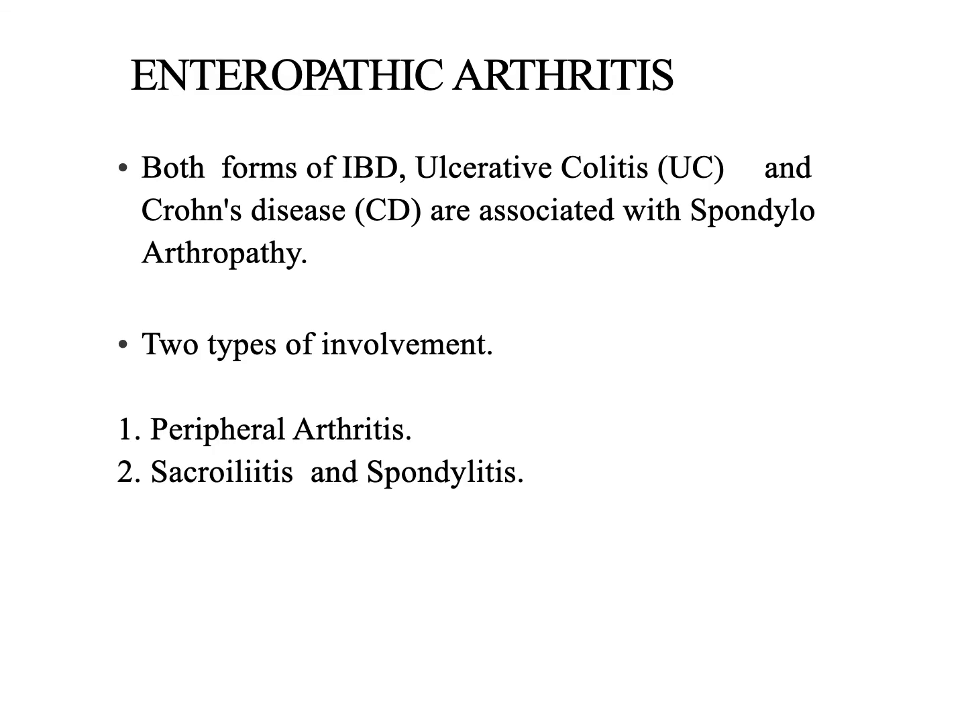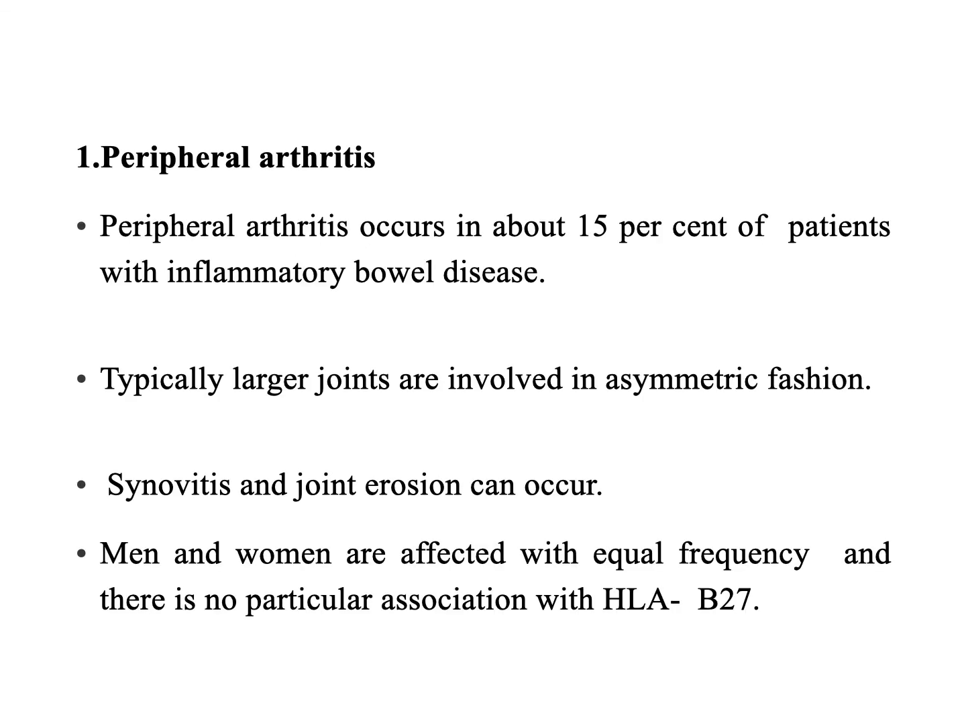Let us move on to enteropathic arthritis. Both forms of inflammatory bowel disease, ulcerative colitis and Crohn's disease, are associated with spondyloarthropathy. 2 types of involvement are seen: peripheral arthritis, and sacroiliitis and spondylitis.